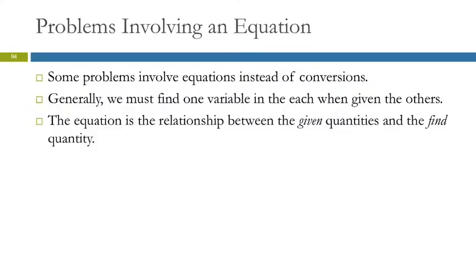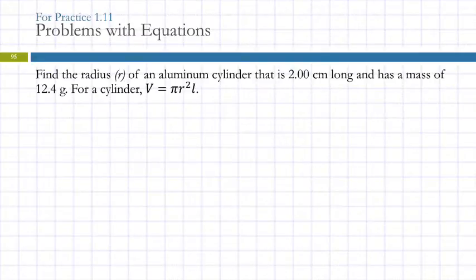So what will happen is you'll have an equation like PV equals nRT or D equals M over V or something, and you'll be able to find out all of the variables except one. And so then you rearrange the equation and solve for that variable, and then you plug the numbers in. So an example would be this one. Find the radius of an aluminum cylinder that is 2 centimeters long and has a mass of 12.4 grams. And then we're given the equation describing the relationship of volume, length, and radius for the cylinder.